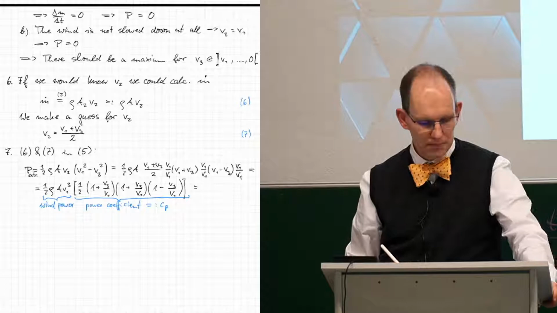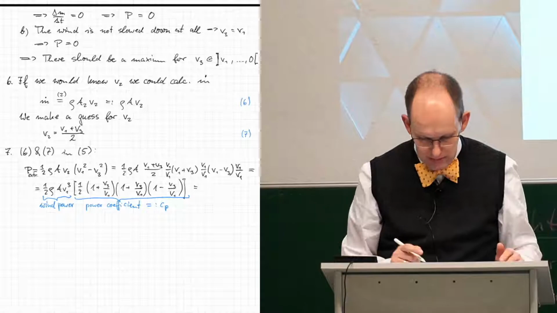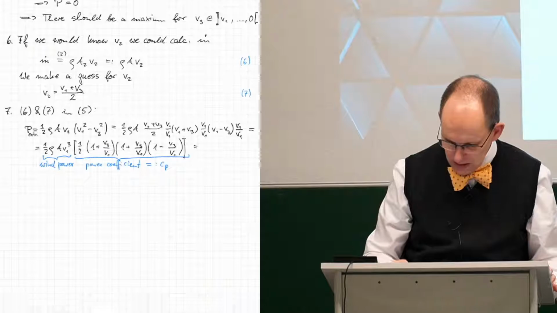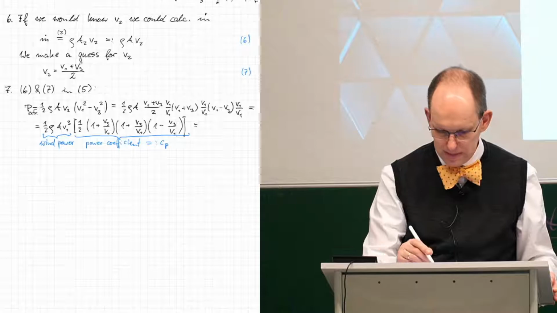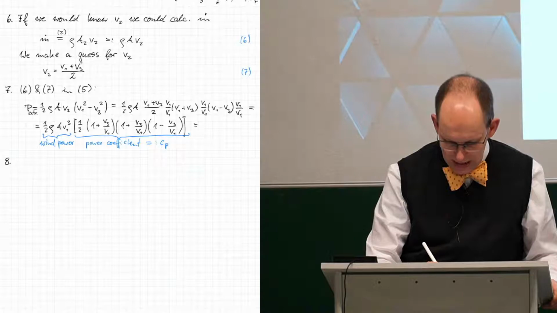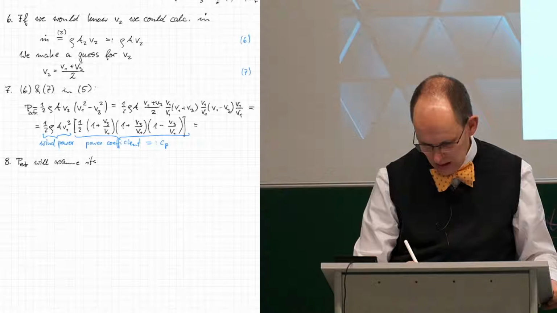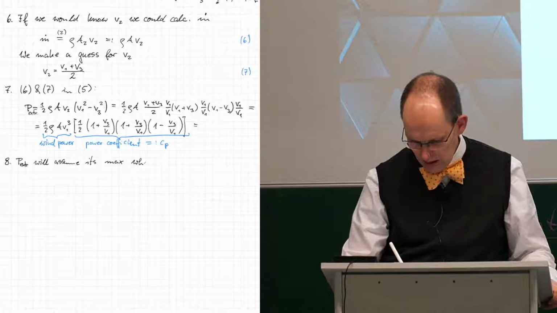Well, obviously this P extracted will be maximum where this power coefficient will be maximum. So it's clear what we have to do. We have to find the maximum of this expression in square brackets. So equation 8: P extracted will assume its maximum where CP is maximum.